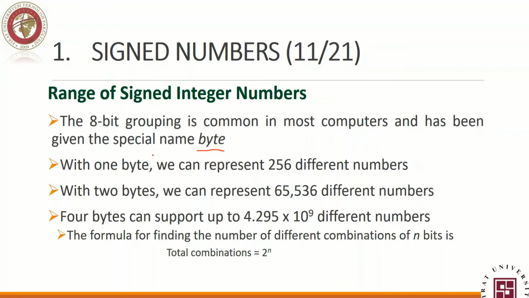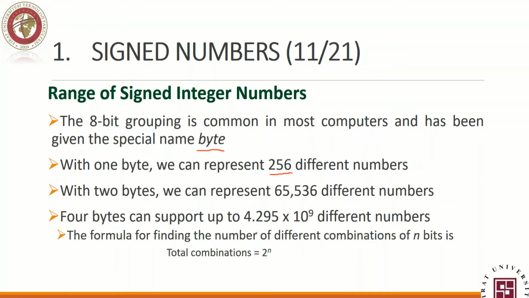Okay, 2 to 8 gets us what? 8 bits, how many combinations do we have in this case? 2 to 8. That takes us to 256 different numbers. So we can represent 256 different numbers, and usually this is little. If we take 2 bytes, so 2 times 8 bits, that means 16 bits, 2 bytes. 2 to 16, that's 65,536 different numbers or combinations.